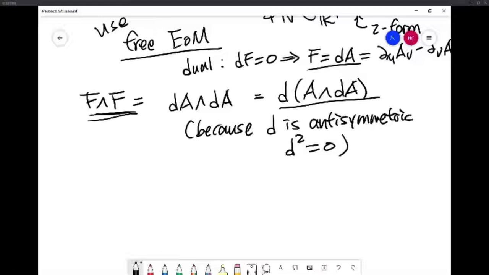We can write F wedge F, this anti-symmetric combination of field strength tensors, as a total derivative, right? It's a total derivative. The integral of d^4x epsilon mu nu rho sigma A nu partial rho A sigma, right? So it's a total derivative, and it's an anti-symmetric contraction of a derivative with something else. What that means is that Stokes' theorem holds and can be used.